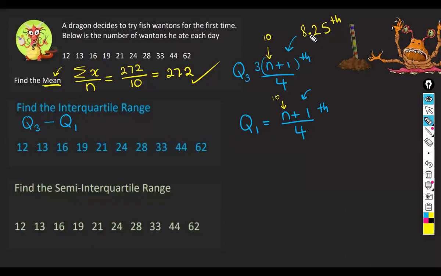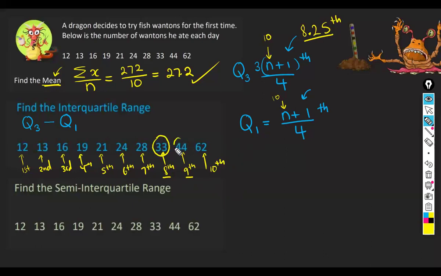So where is the 8.25 position? Remember, if here is the first, give me second, third, it'll take a little while. Fourth, fifth, sixth, seventh, eighth, right? Ninth, and the last one is the 10th position. So the 8.25 is in between 8 and 9. Remember, 8.25 is more than 8, but it's still less than 9. So it's in between 33 and 44.